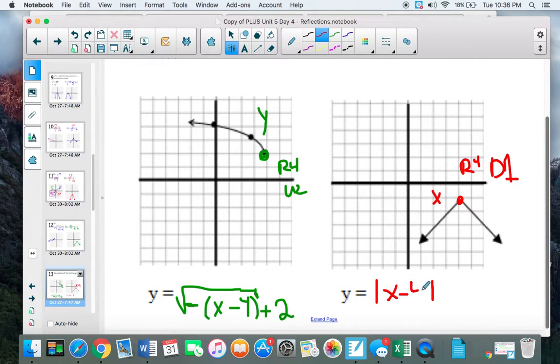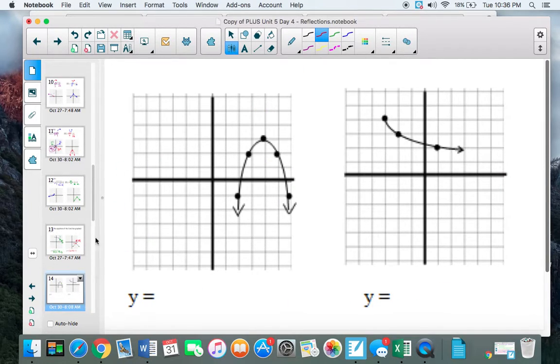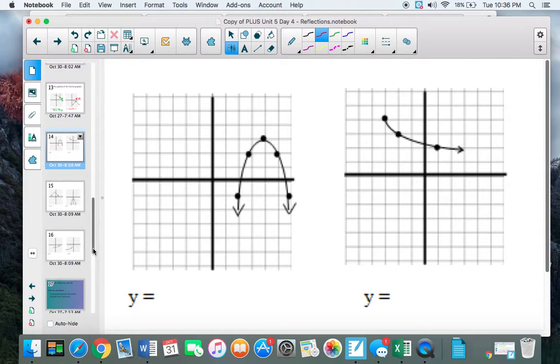So we're going to put a minus 4 inside and a minus 1 outside for right 4 and down 1. Alright, try these two on your own. And I think these will be our last. We'll do one more square root function because those ones tend to be the hardest.